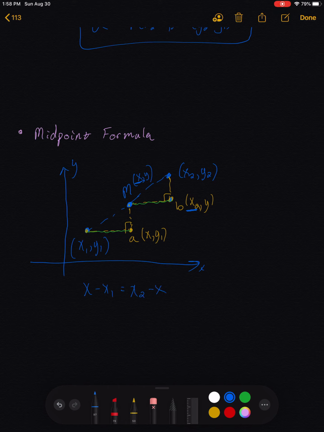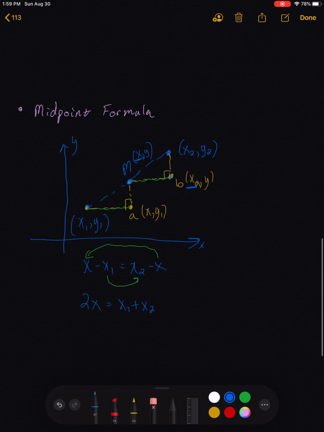All right, I'll move things around in this equation a bit. We'll take the negative x from the right, add that over to the left. We'll take the negative x1 from the left, add that over to the right. And we'd have x plus x on the left is 2x. And on the right, we'd have x1 plus x2. The x2 that was already there and the x1 that we moved over. If I divide out the 2, we would have that the x-coordinate is x1 plus x2 over 2.